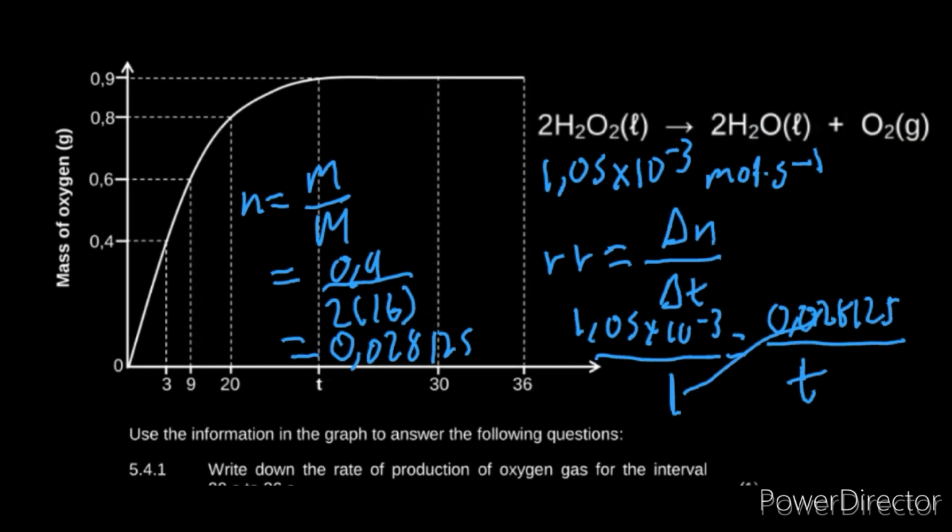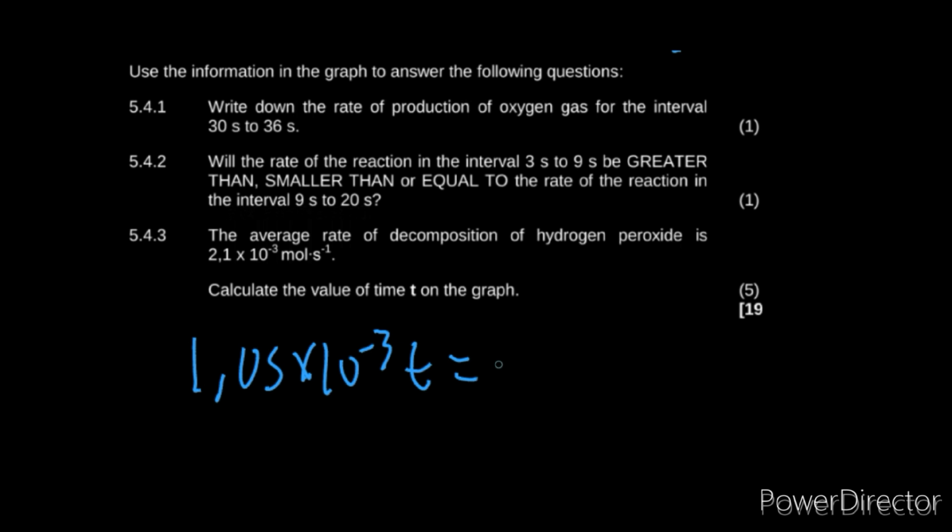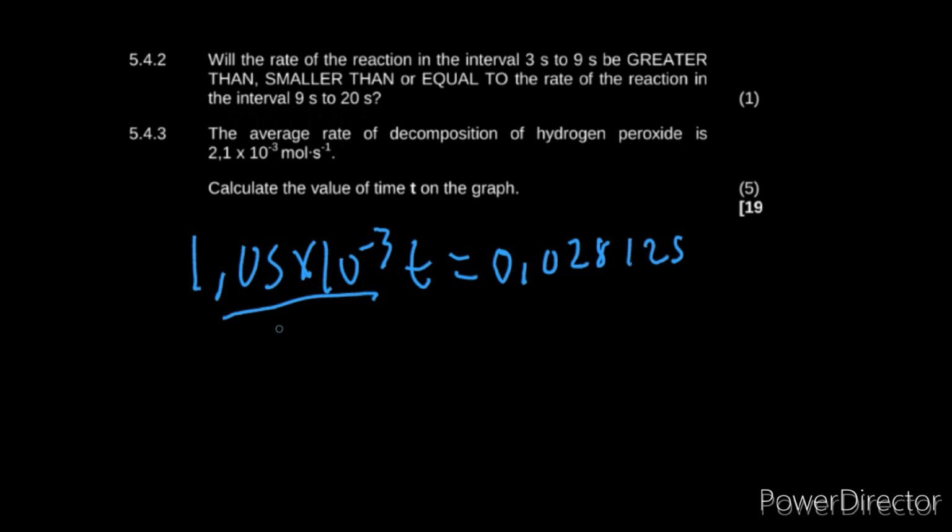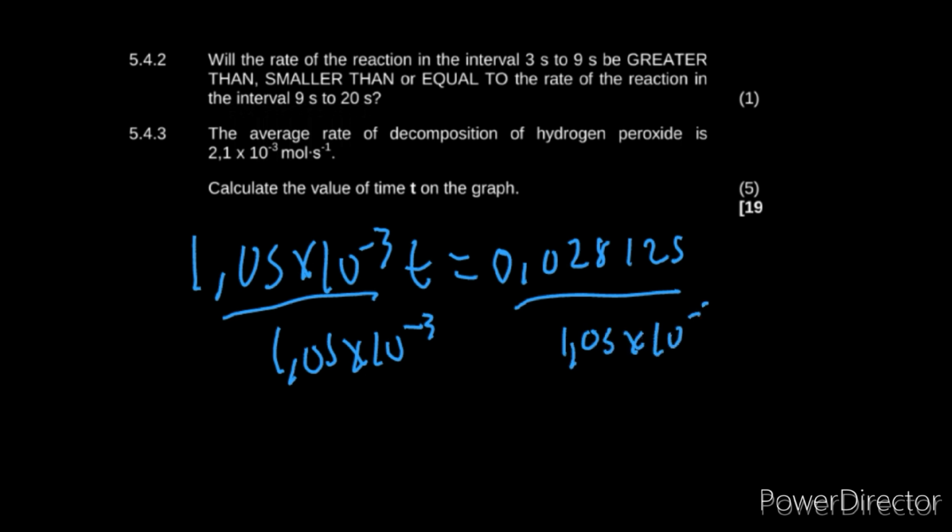And then when you multiply this stuff, it's going to be 0.028125. So from here, we just have to divide both sides by this, by this stuff. Then we'll easily get t. So it's going to be 1.05 times 10 to the power of negative 3. So let's find the answer. Therefore, t should be equal to 26.79. So that's what we have.